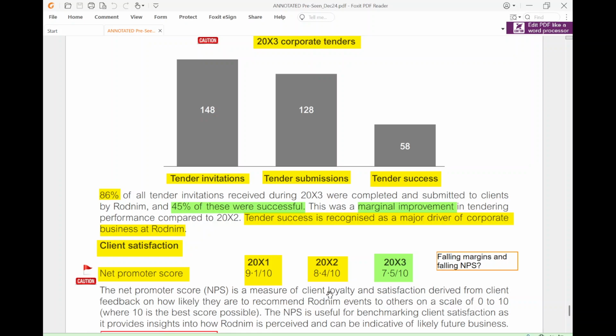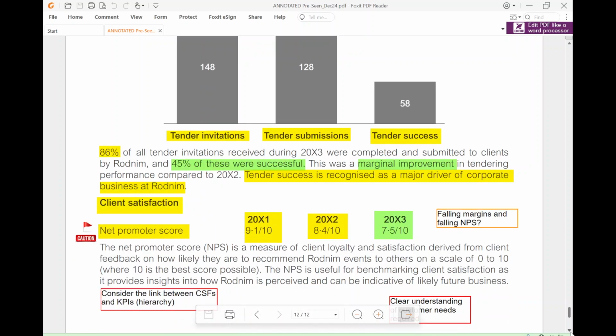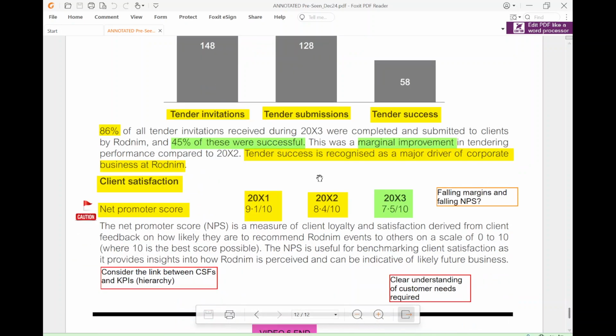In terms of NPS, again, falling NPS. This is a concern for sure. Let's be able to quote the figures. And indeed, consider the whole area of the link, as I've mentioned several times now, between KPIs, CSFs, overall objectives.